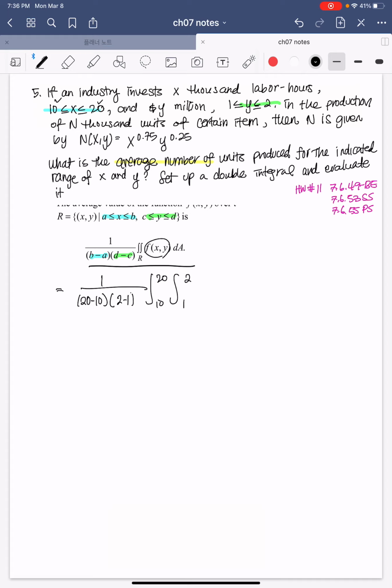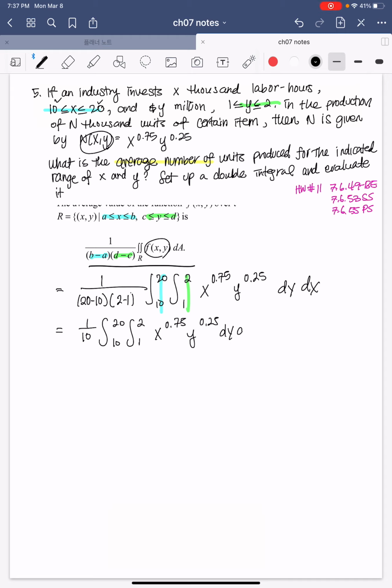So my f of x comma y will be my function here, x raised to 0.75, y raised to 0.25. Notice I used dy here, and then my x term is this. So I'm integrating dy, then dx. Okay, let's simplify. 20 minus 10 is 10, and 2 minus 1 is 1. So I have 1 over 10, integral from 10 to 20, 1 to 2, x to the 0.75, y to the 0.25, dy dx.